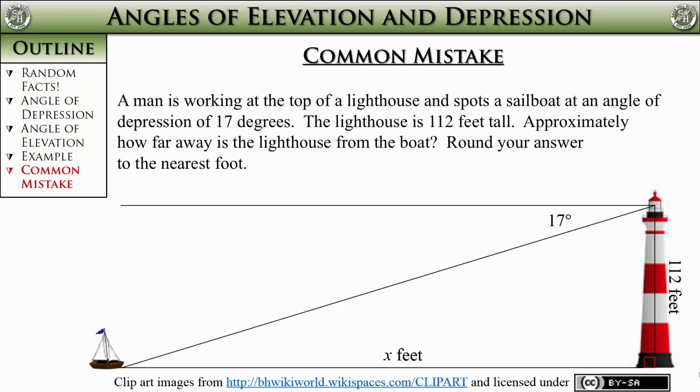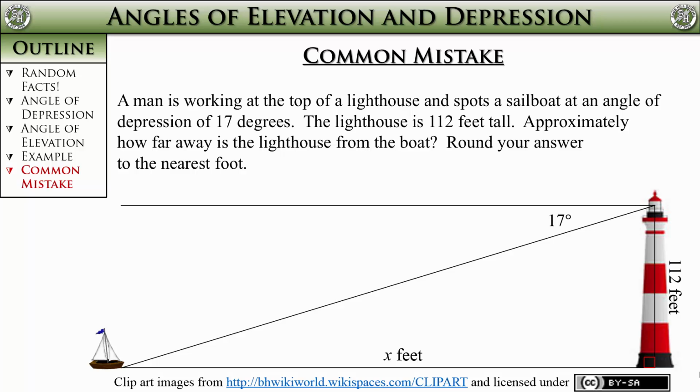There are actually 3 ways to go about it from here. Option number 1 is to realize that the 17 degrees is alternate interior with this angle here. With that angle filled in, we then have the tangent of 17 is 112 over x. That's the first option. Note that the 17 degrees we filled in is actually the angle of elevation from the sailboat to the man in the lighthouse.